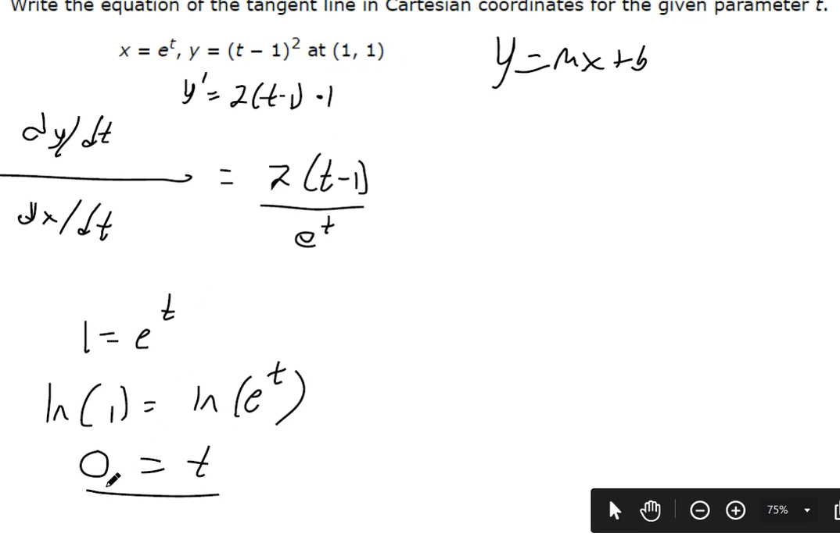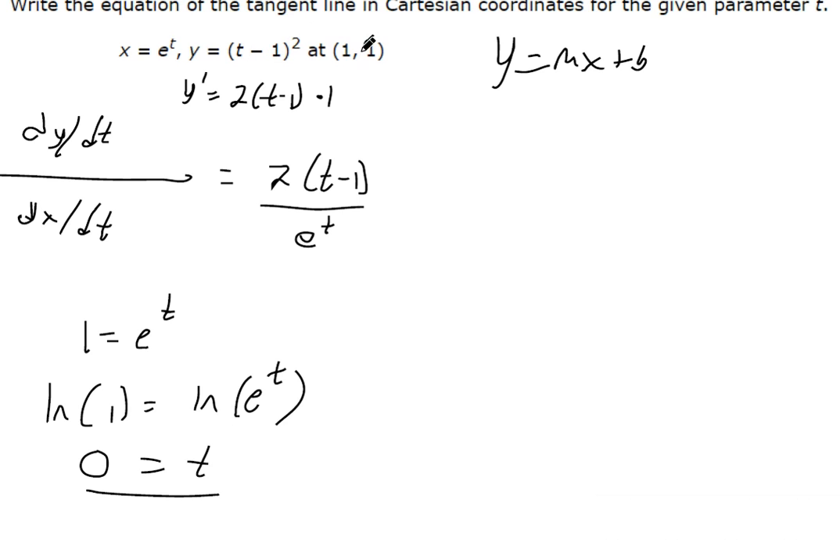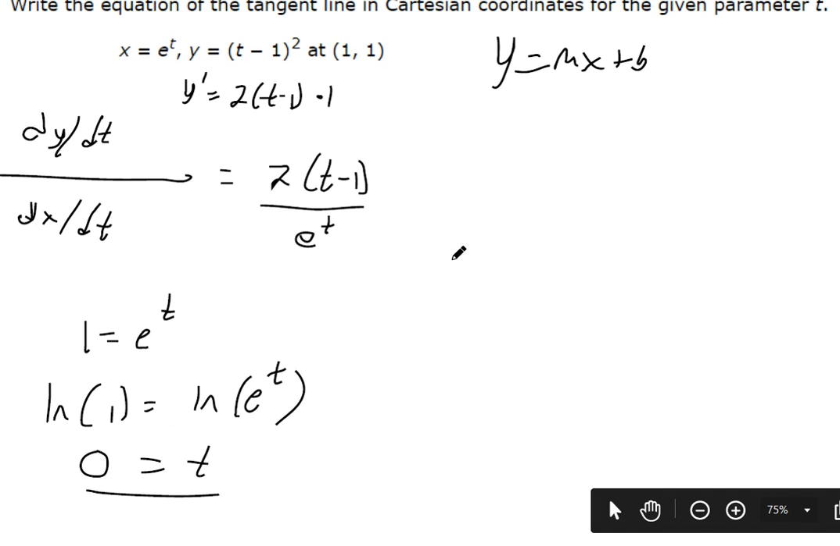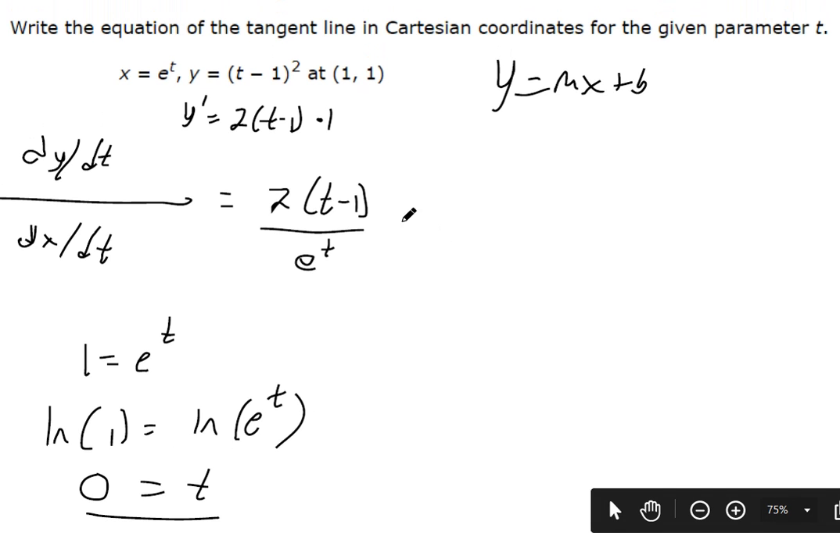Okay, and you can check to see if this still represents this point. We have that the parameter t equals 0. If you plug 0 in for t, 0 minus 1 gives you -1. -1 squared gives you +1. So when t equals 0, then x is 1 and y is 1. So that represents this point, the parameter t equals 0. And so that's what we need to plug in here.